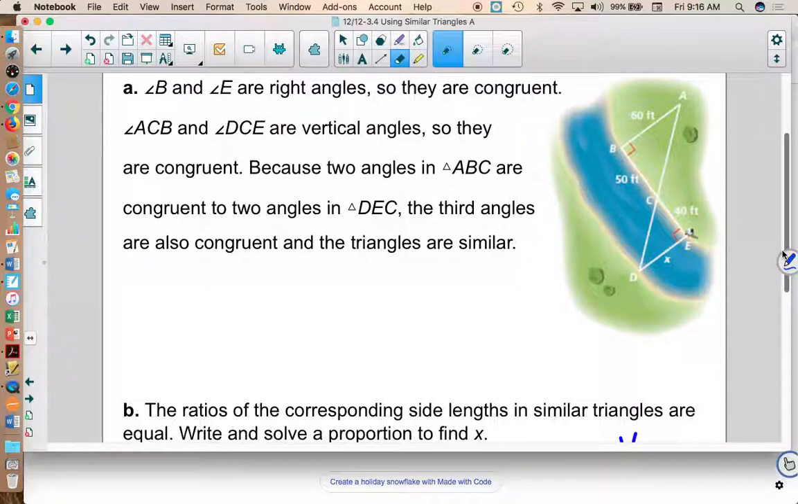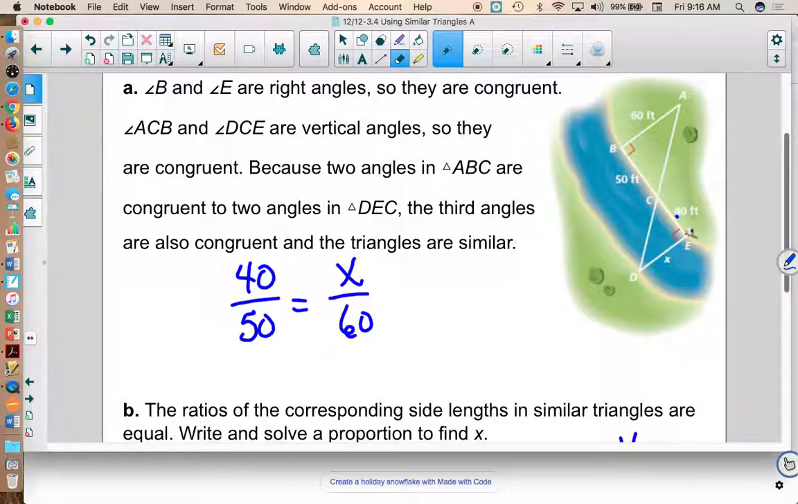Okay, here's what she did. Say it again. You did the 40 over 50, Madison? I did 40 over 50 equals x over 60. Okay, she's taking the smaller triangle here, taking the 40 and the 50, and as long as she takes the x and the 60 next, she would be fine. If she reversed these two, it would not work, because she's taking the leg of one triangle over the leg of the other, and then the leg of the first triangle over the leg of the second triangle.